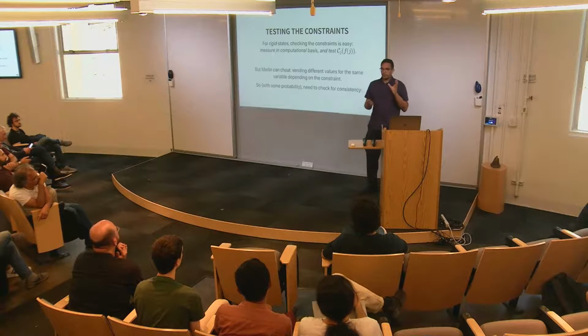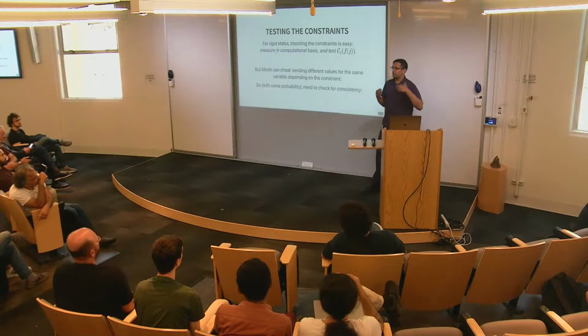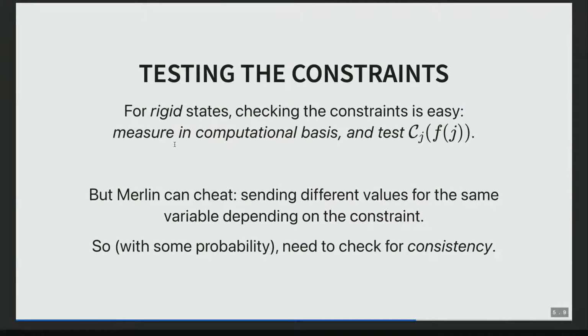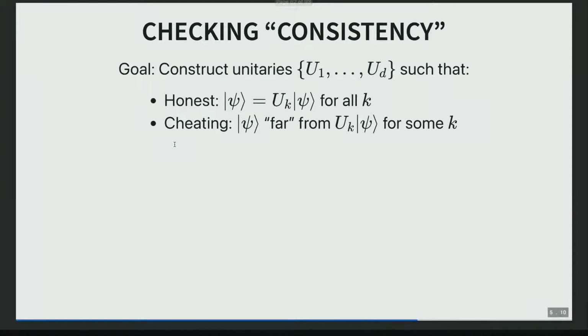So to recap, we test for rigidity, then we check the constraints, but there's this other cheating possibility, which is you're sending me inconsistent assignments, because I'm sending the whole list of variables. Good. So the goal here is to construct some set of unitaries, U1 to UD, such that if you're honest, if you have a consistent assignment, then psi is invariant. But if you're inconsistent in some way, then psi is detectably far from Uk psi for some k.